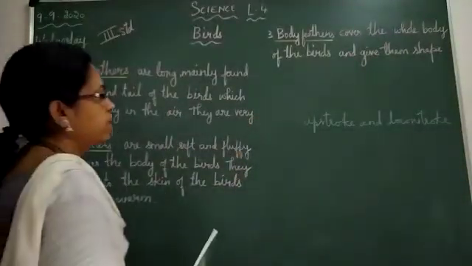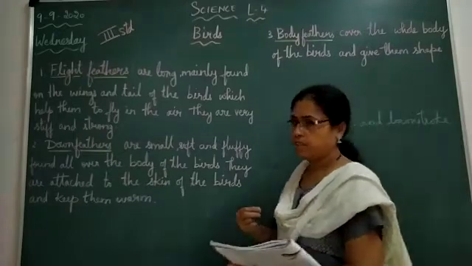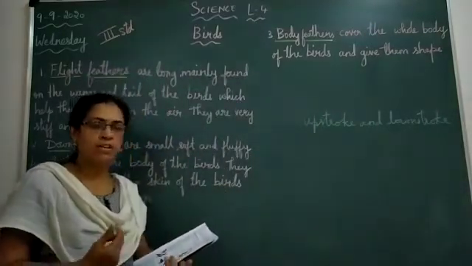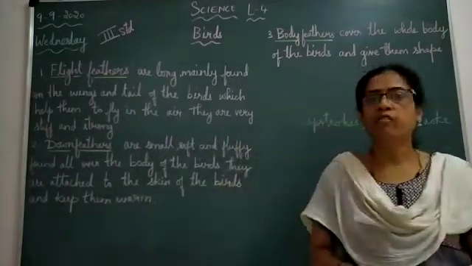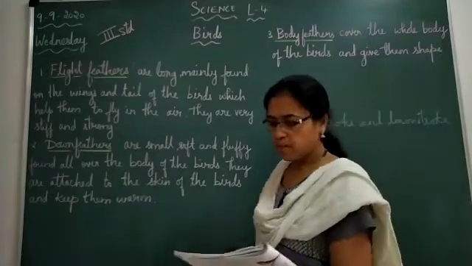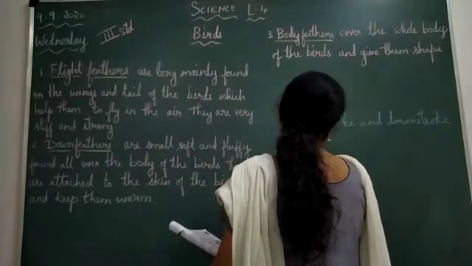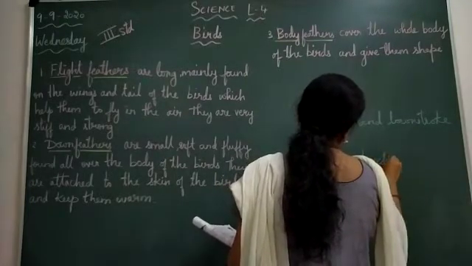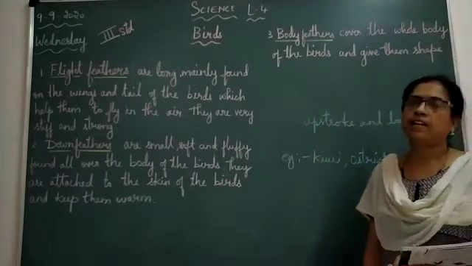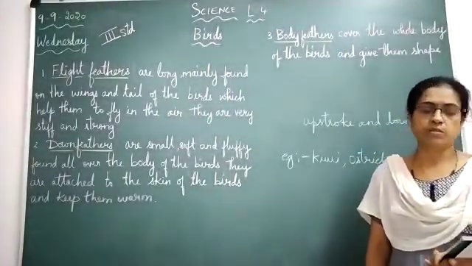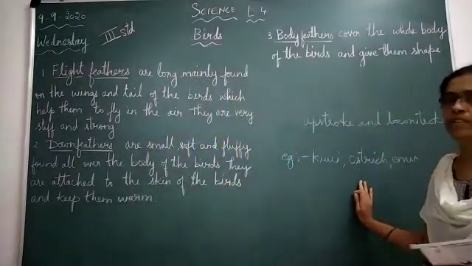And children, some birds are very heavy. They are very big in size and heavy. Those birds have strong legs and wings also, but they cannot fly. Examples of such birds are kiwi, ostrich and emu. These birds are very big in size and heavy in weight, but they cannot fly. So these birds are called flightless birds.